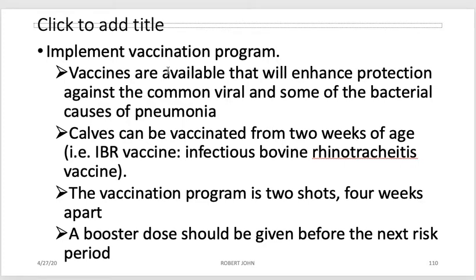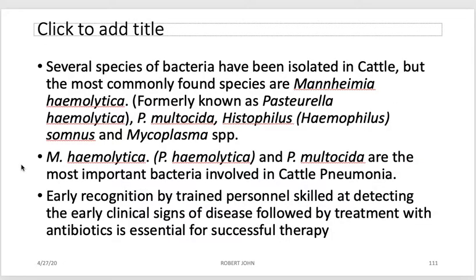So in order to prevent the occurrence of the pneumonia, you can also give the vaccination for this disease known as infectious bovine rhinotracheitis. The vaccination program is 2 shots 4 weeks apart. So we give 2 shots with a distance of about 4 weeks between those 2 shots. And a booster dose should be given before the next risky period. So sometimes the vaccination can require a booster dose.